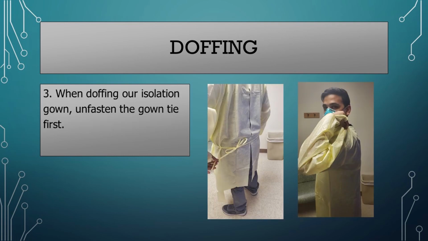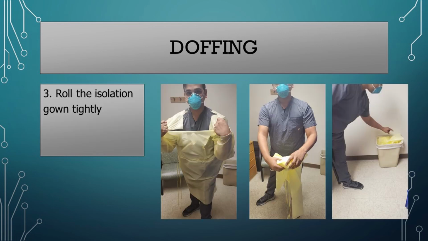When doffing our isolation gown, unfasten the gown ties. Take notice that the sleeves don't come in contact with your body when reaching for the tie. Next, we will pull the gown from the neck and shoulders away from you. Turn the gown inside out, roll into a bundle, and discard in the waste container.